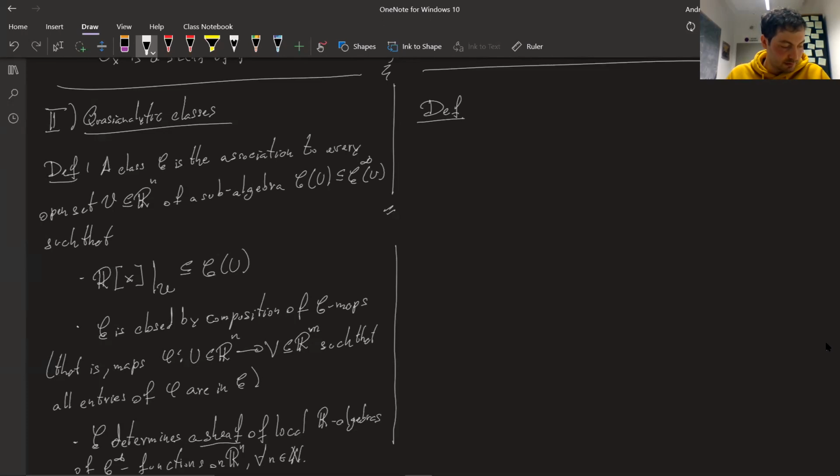Now that we talked about what a class is, I can talk about what a quasi-analytic class is. These are going to be the minimal definitions that we want to have. We take a subalgebra of functions, a class, and I'm going to say it is quasi-analytic if it satisfies 3 axioms. The first one is that it is closed by division by a coordinate.